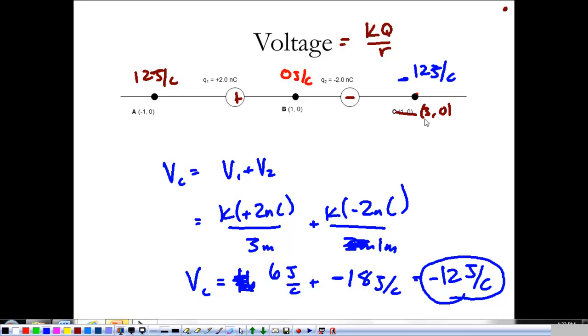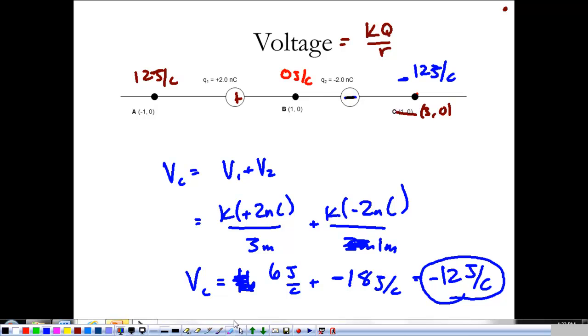Meaning if I bring any positive charge in here, I'm going to have to keep it from being attracted to it. So I'm doing negative work. I'm pushing against my displacement. And all of this has to do not with the direction that everything's pushing, but what kind of charge we're close to. Having to do with the work.